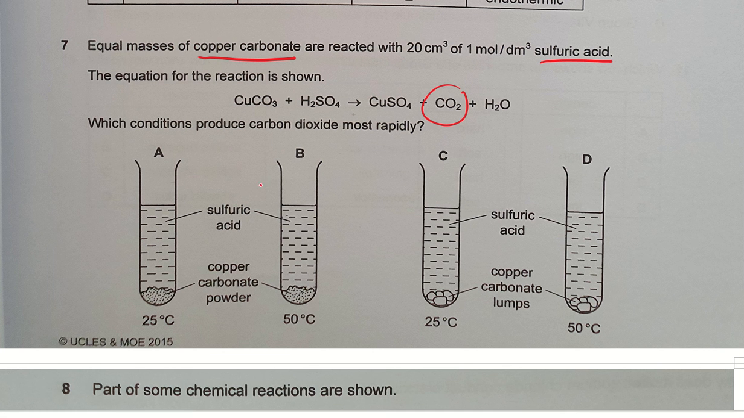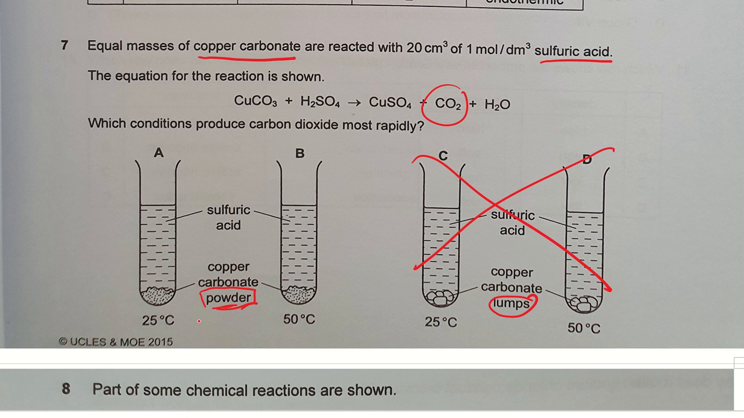So for A and B, I'm using powder. For C and D, I'm using lump. So over here, which will have a faster rate of reaction? Quite obviously, right? Your powdered copper carbonate, because of the larger surface area that is present. So I can now eliminate C and D.